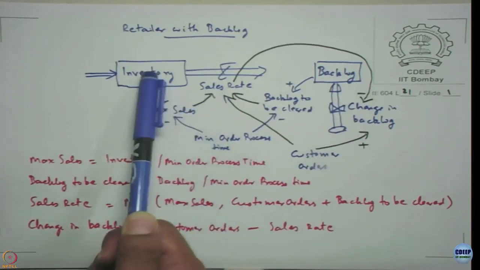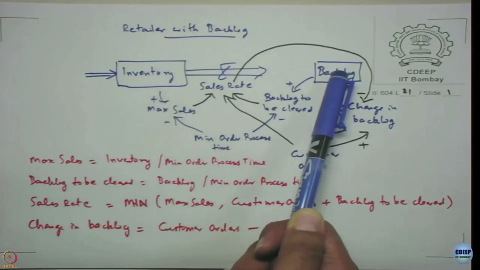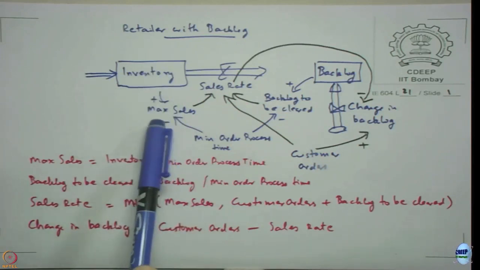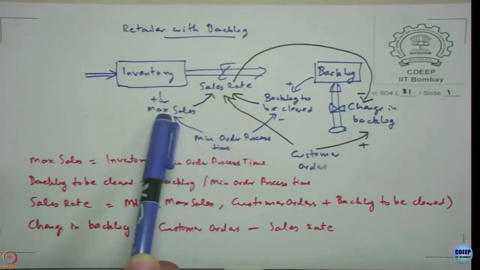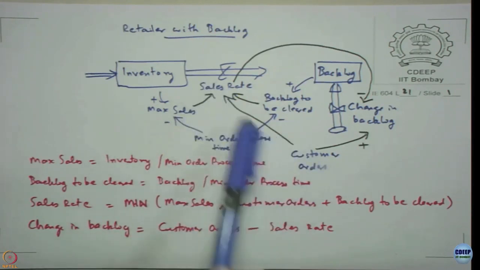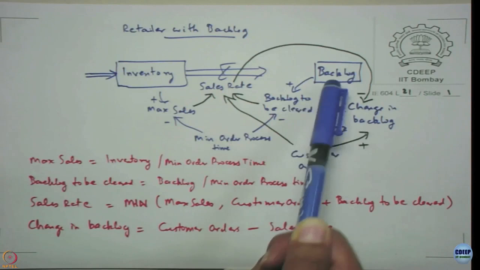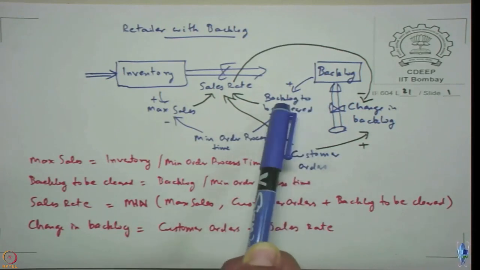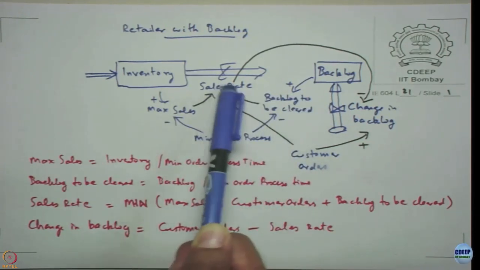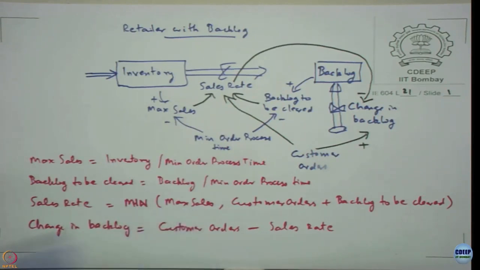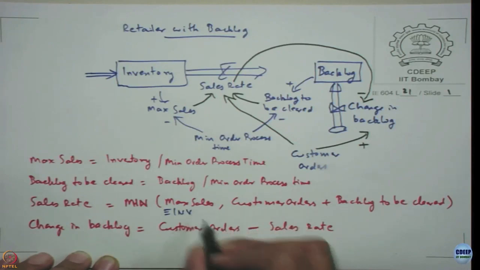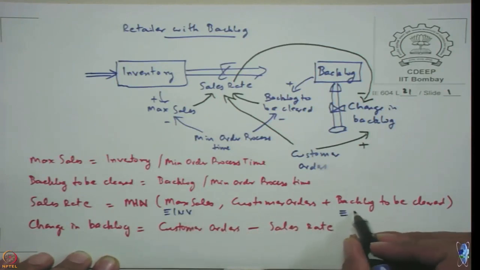Now, sales rate is minimum of inventory, backlog plus customer orders. But since I can't directly add inventory, I had to first convert it into max sales as per inventory and give it into the sales equation. And backlog similarly has to be converted: backlog to be cleared, which is nothing but backlog divided by minimum order processing time. So, units max, then again I feed it into sales rate. The sales rate equation is minimum of max sales, which is equivalent to your inventory, and backlog to be cleared, which is equivalent to your backlog.